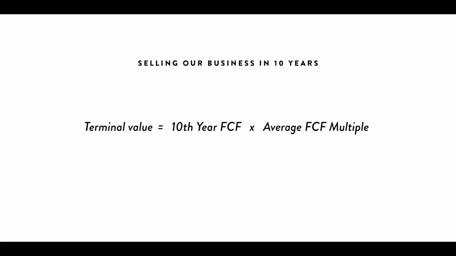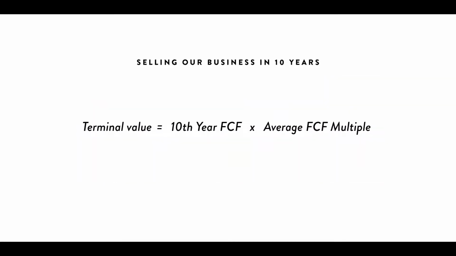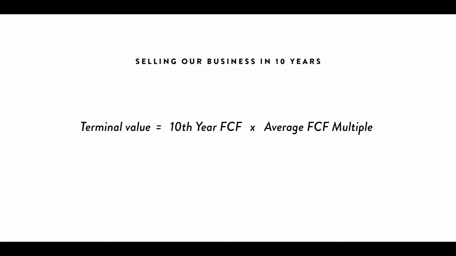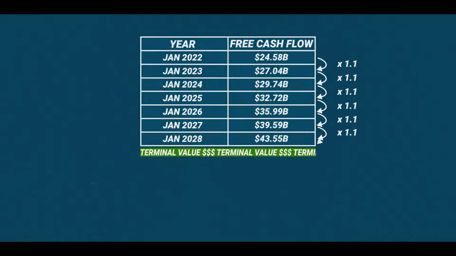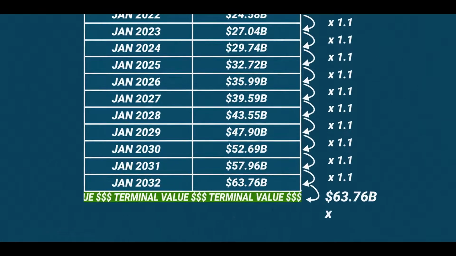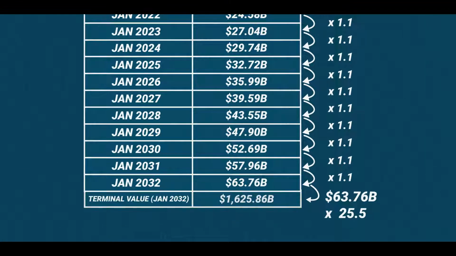So now what we need to do is multiply the 10th year of free cash flow by our free cash flow multiple to get our terminal value. And there you have it. We have all of our future cash flows. But remember, this process is finding the sum of all the discounted future cash flows. So what's that all about?